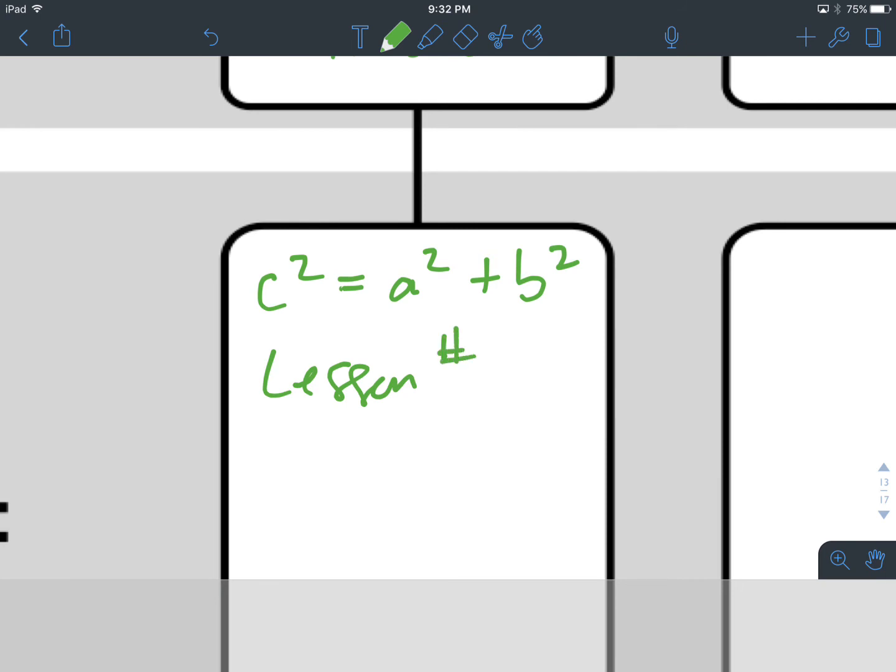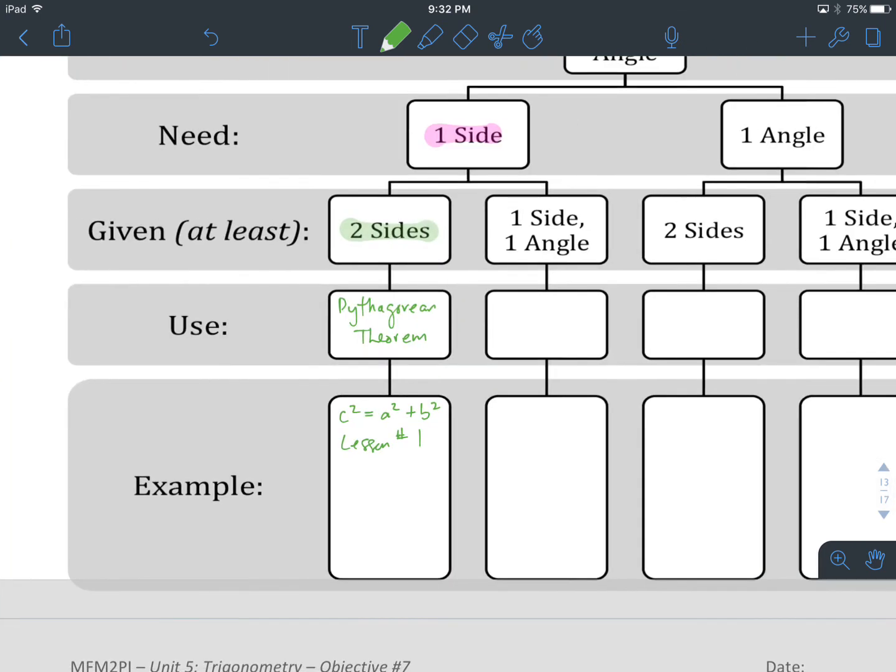Lesson number 1. And again, at your leisure, head back. I'd like you to write out an example here that will illustrate to you how to use the Pythagorean theorem to find the third side when you've been given 2 sides. But what if you've not been given 2 sides? What if you've been given instead 1 side and 1 angle, and you want to find the other side?